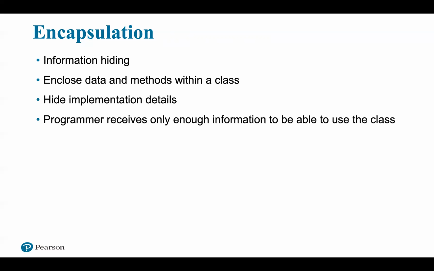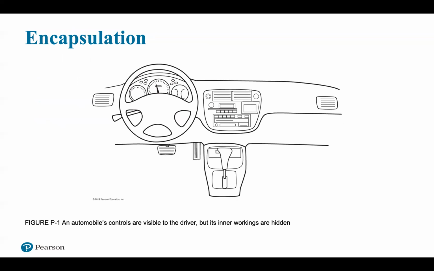But not everything should be hidden. In an automobile, certain things are visible, like the pedals and the steering wheel, and others are hidden under the hood. In other words, the automobile is encapsulated so the details are hidden and only the controls needed to drive the automobile are visible. And so that's what we're trying to focus on here. And so here in this figure, we have an illustration of those things that are made available.